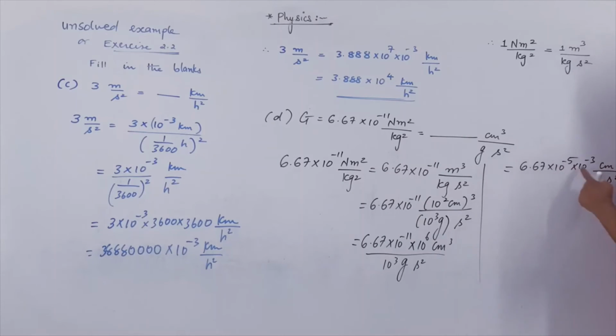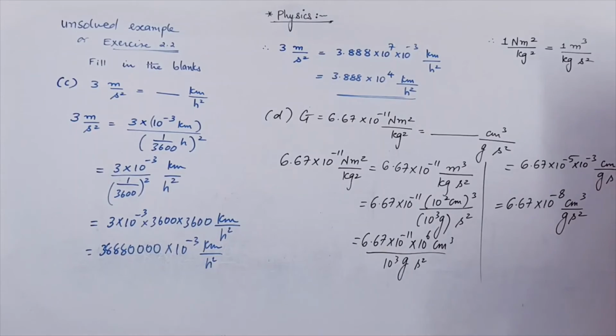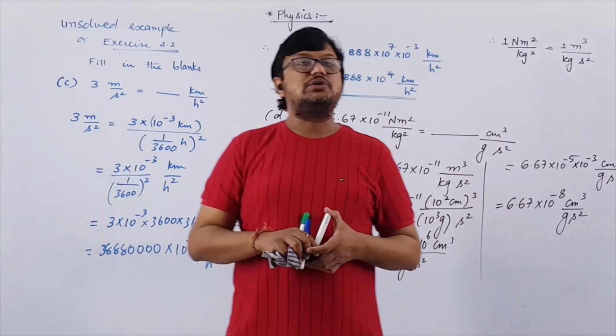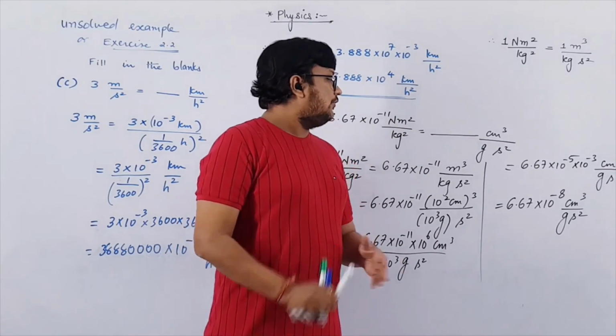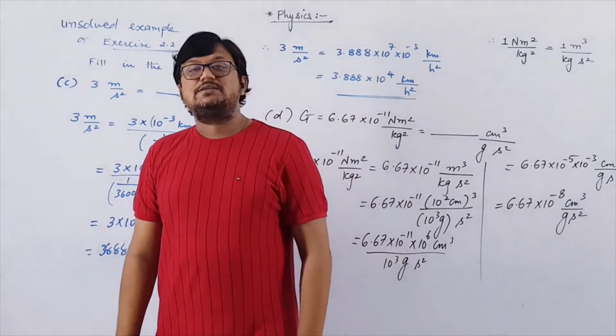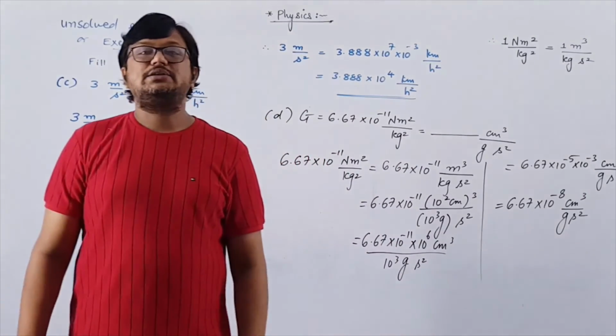Now minus 5 and minus 3: 10 raised to minus 5 into 10 raised to minus 3. The bases are the same, so you can directly add the powers. So this will be equal to 6.67 into 10 raised to minus 8 centimeter cube upon gram second square. This will be your answer. So 6.67 into 10 raised to minus 11 Newton meter square upon kg square will be equal to 6.67 into 10 raised to minus 8 centimeter cube upon gram second square.